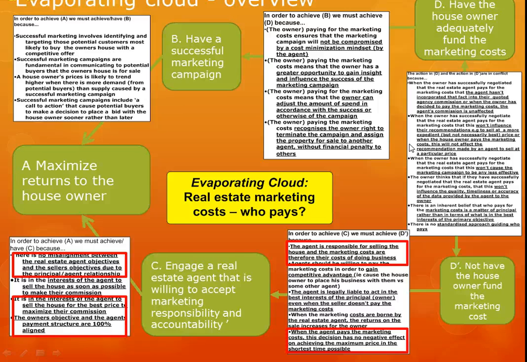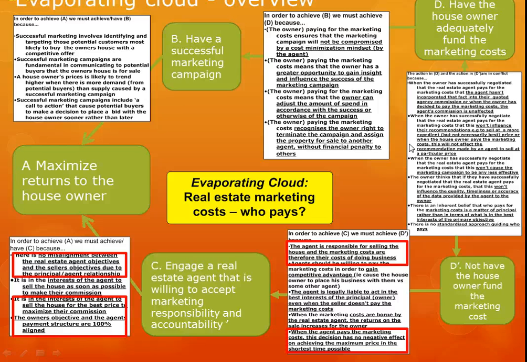Quickly going through those, you can see that they apply particularly in the bottom line of reasoning between maximising returns to owner, and C, which is engaging a real estate agent that accepts marketing responsibility and accountability. And then the second area between item C and D prime, the second part of the conflict.